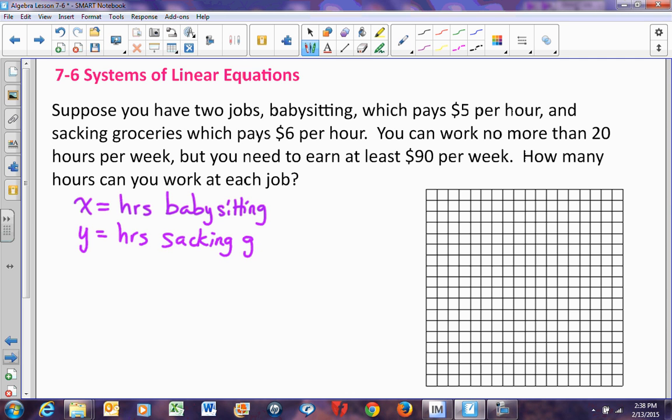Groceries. We have to have two inequalities here. One is going to be based upon the number of hours that I'm going to work, and one is going to be based upon how much I get paid.